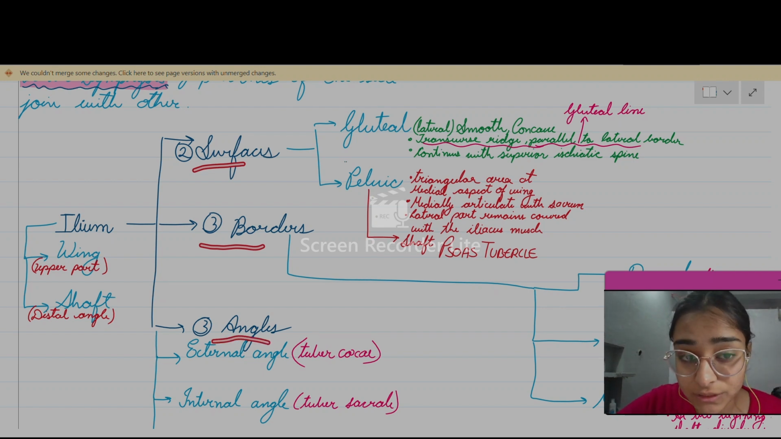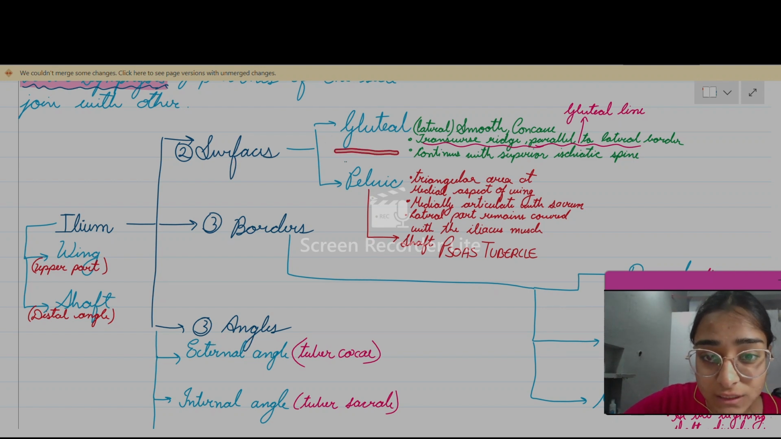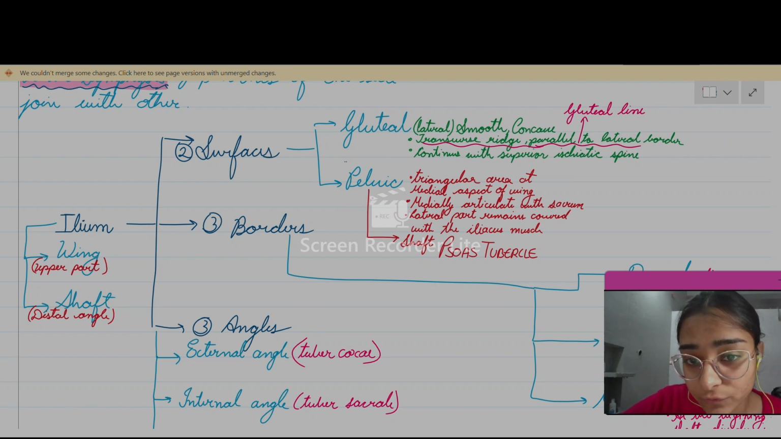2 surfaces. First is gluteal and another is pelvic. Gluteal surface. So gluteal surface is smooth, concave. It consists of transverse ridge parallel to the lateral border. This is called gluteal line. It continues with the superior ischiatic spine.